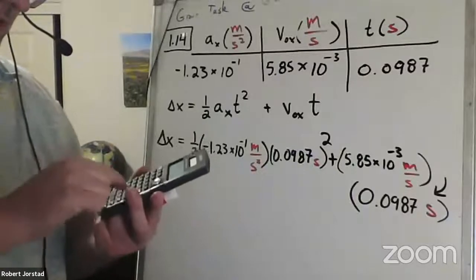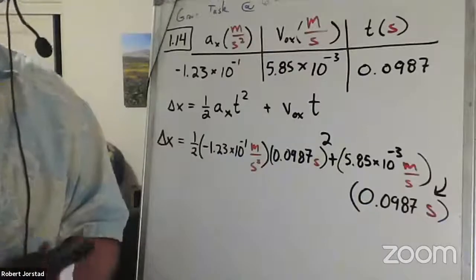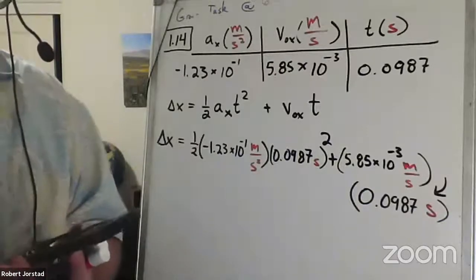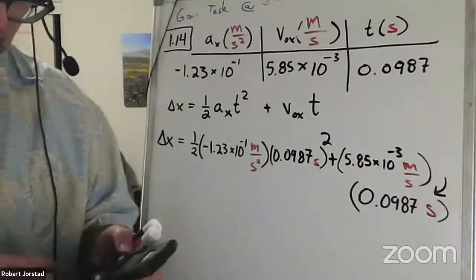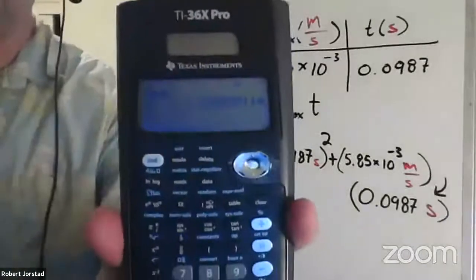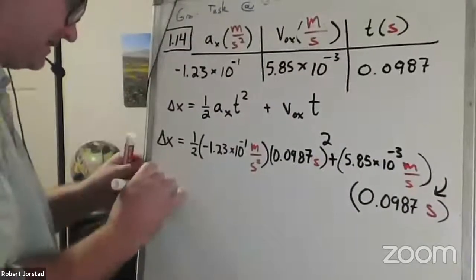Times 0.0987x squared. Oh, and I'm in a different mode. Let me get out of that. So I got that. Okay. I'm just going to write that down so I don't get lost.